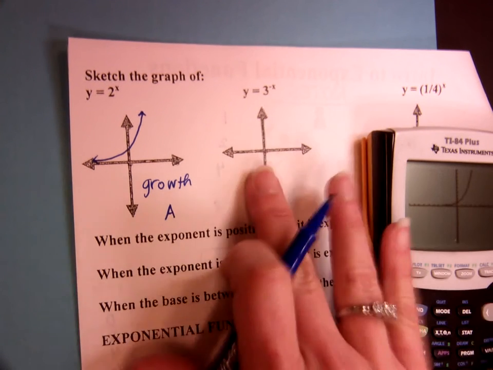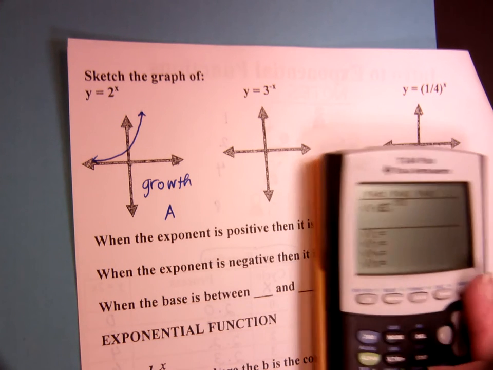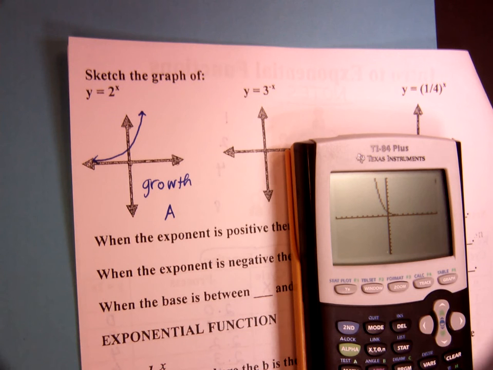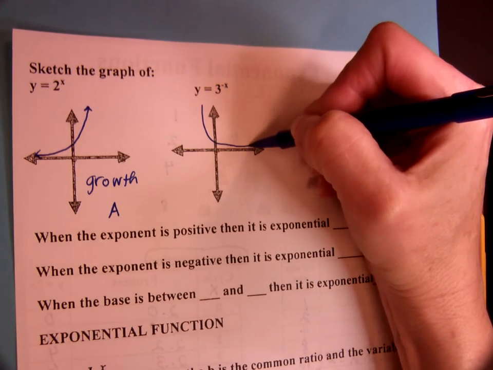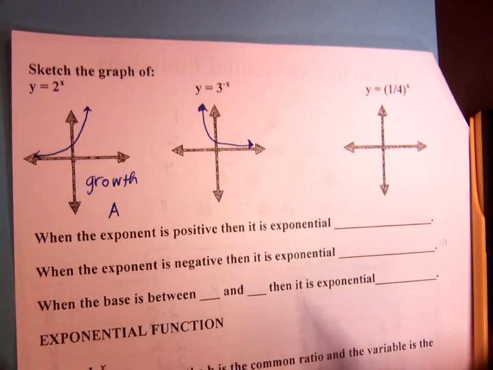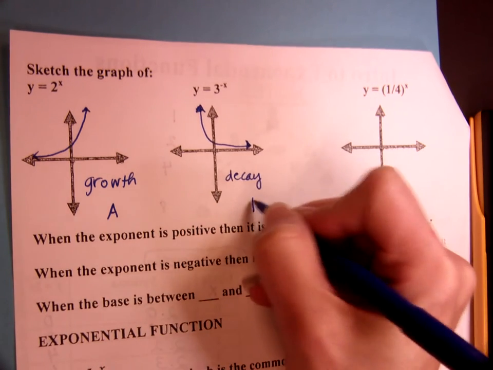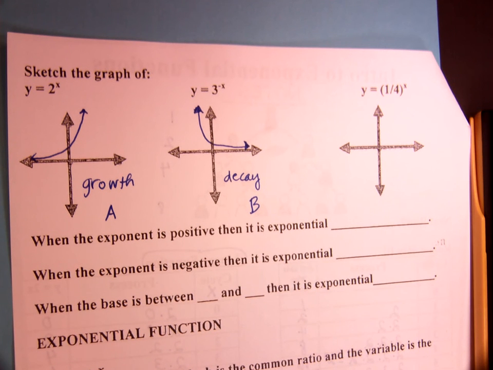Now let's sketch the graph of the next one. We're going to do 3 to the negative x power. We're going to press graph to see what that one looks like. Describe this one for me. It's decreasing. Okay, so it's kind of flipped, it's backwards. It's starting really high, and then it's getting closer and closer to the x-axis, but it's not going to touch it. The options are growth and decay. Which one is this going to be? Decay, because it's decreasing. We're going to call this graph B.